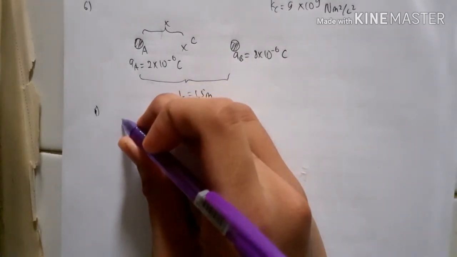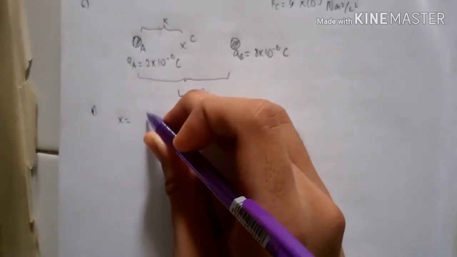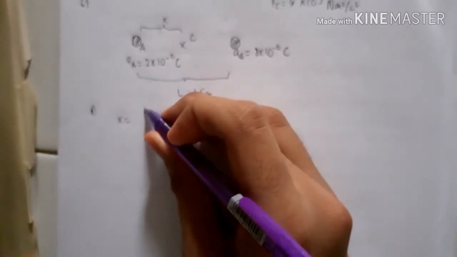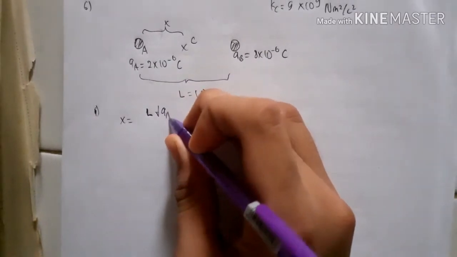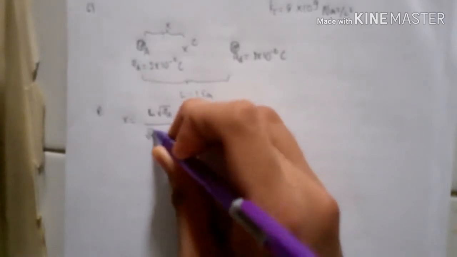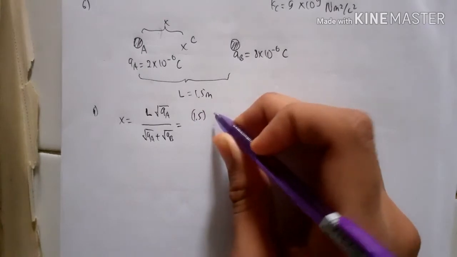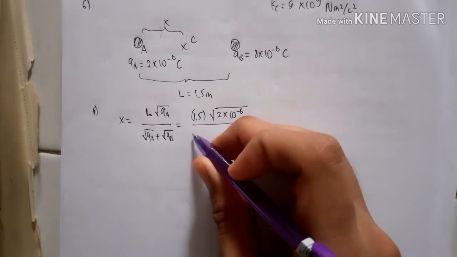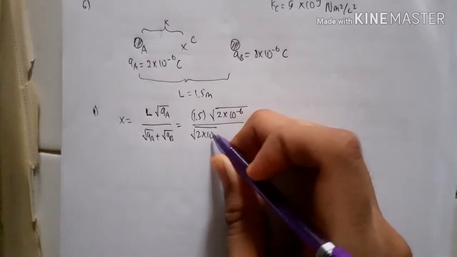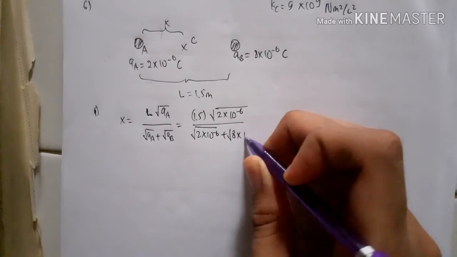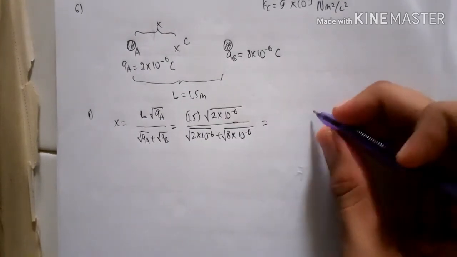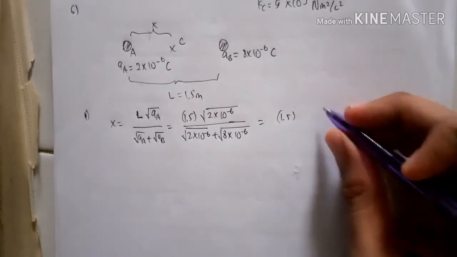Just remember that x is equal to the distance between charge A and B times root of QA over root of QA plus root of QB. So this is 1.5 times the root of 2 times 10 to the power of minus 6 over root 2 times 10 to the power of minus 6 plus root 8 times 10 to the power of minus 6. Okay, so we can calculate this, 1.5, and we can just separate that.